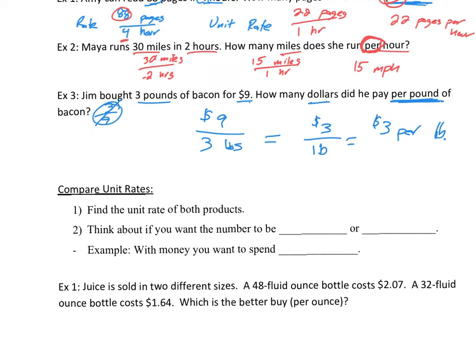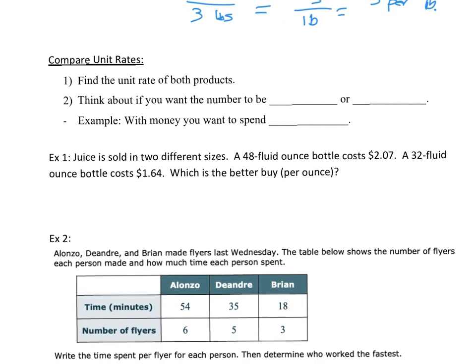It's a good idea to always ask to make sure your answer makes sense. If you did 3 divided by 9, you would have come up with 33 cents. 33 cents per pound of bacon? I don't think so. I wish. I'd be eating bacon like crazy if that was the case. Heart attack, here we come.